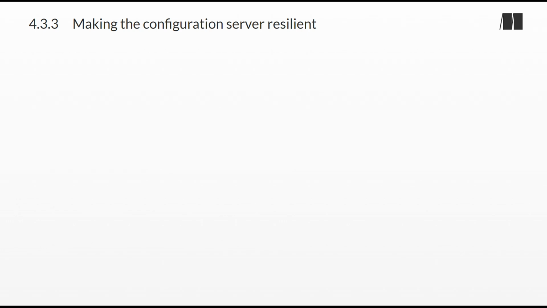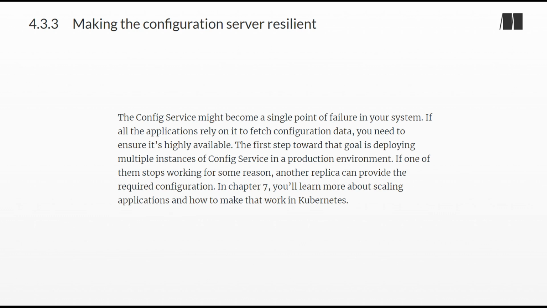Section 4.3.3. Making the configuration server resilient. The config service might become a single point of failure in your system. If all the applications rely on it to fetch configuration data, you need to ensure it's highly available. The first step toward that goal is deploying multiple instances of config service in a production environment. If one of them stops working for some reason, another replica can provide the required configuration. In Chapter 7, you'll learn more about scaling applications and how to make that work in Kubernetes.